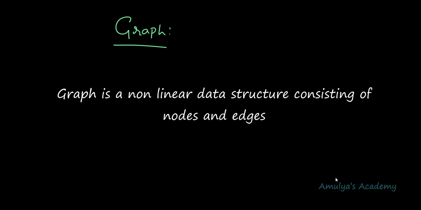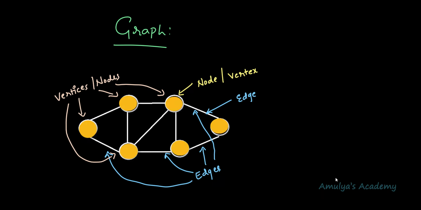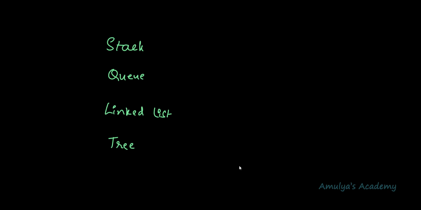We were discussing data structures, and next in this series we'll talk about graphs, the graph data structure. A graph is a non-linear data structure consisting of nodes and edges. Nodes are also called vertices, and an edge is an arc or line that connects any two nodes in the graph. Previously in this video series we discussed stack, queue, linked list and tree data structures.